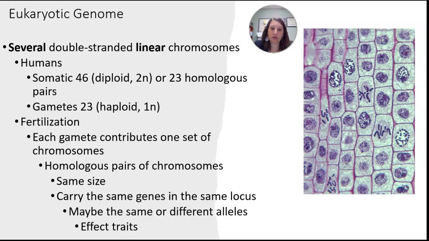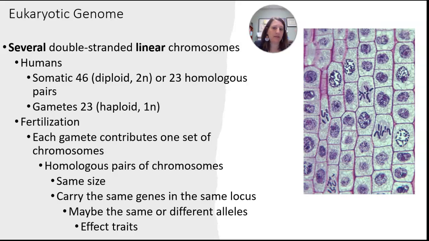Chromosome 1 from mom and chromosome 1 from dad are a homologous pair. They're the same size. Homologous pairs of chromosomes have the same size, same shape, same location of centromere. They carry the same genes at the same genetic loci. The difference is that they may have the same allele or they may have different alleles.